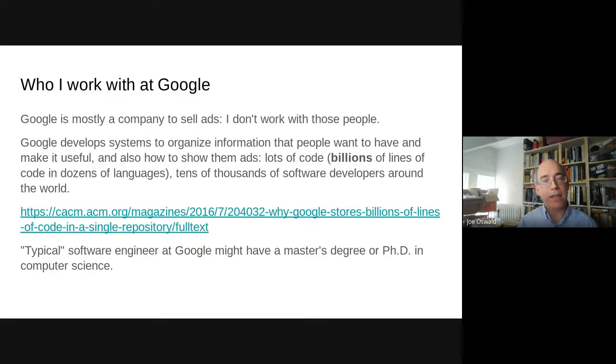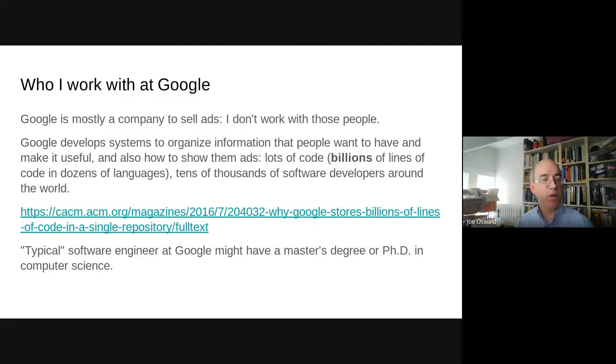But in order to attract advertisers and users, we develop a lot of systems to organize information that people want to have and to make it useful, and also decide how to show them ads associated with this. And in the end, this requires a lot of code, literally billions of lines of code in dozens of different computer languages. There are tens of thousands of software developers around the world who've been working for many years to develop this code. And I give a link there to an article that describes some of the scale, how large these systems are.